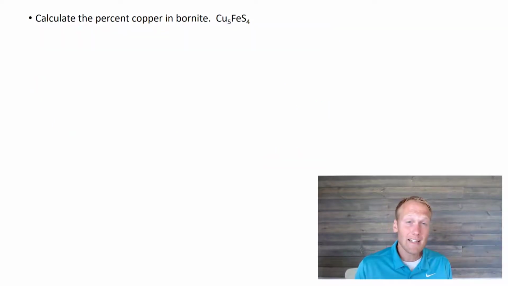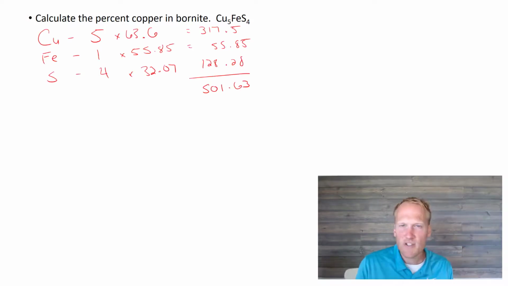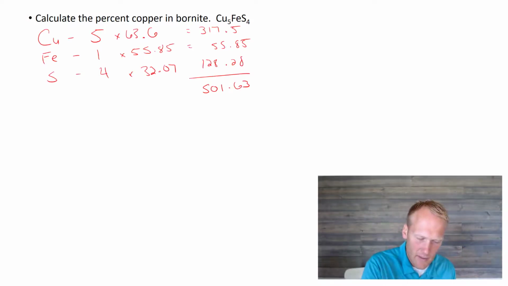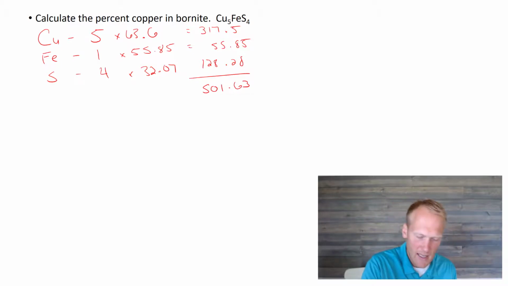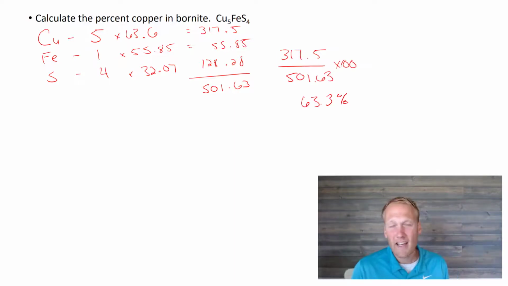So now let's compare that to a different mineral. Does it have more copper in it than bornite or less copper in it than bornite based on the mass calculations? So we can see that we have 5 coppers, 1 iron, 4 sulfur, and we've added them all up to get 501.63. And now we need to take the part that's copper and divide by the total. And that gives us 63.3%.